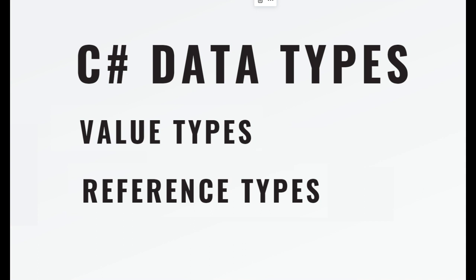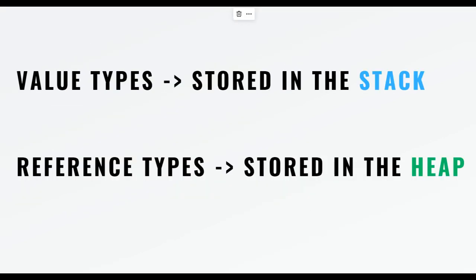In C#, there are two main categories of data types: value types and reference types. The main difference between them lies in how they are stored in memory and passed around between methods. Value types are stored in the stack, and they hold the actual data value.